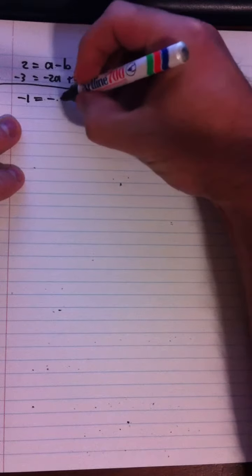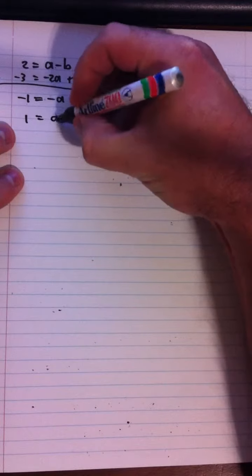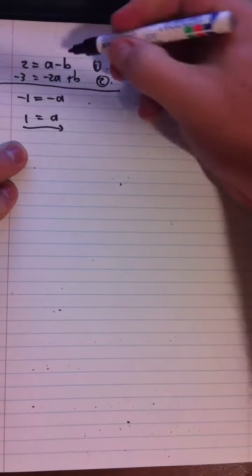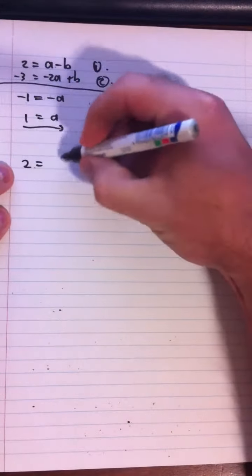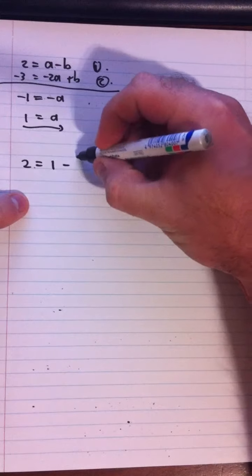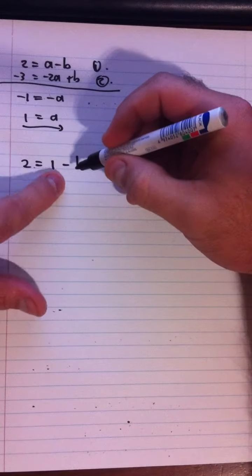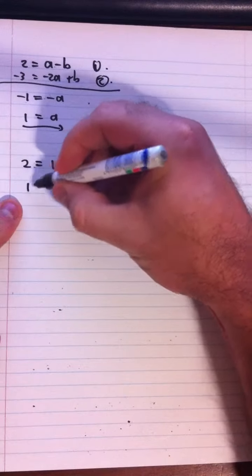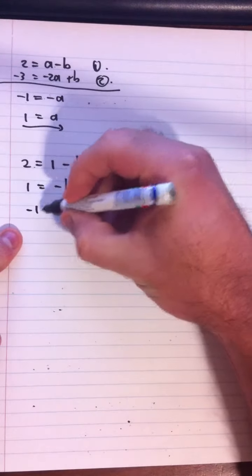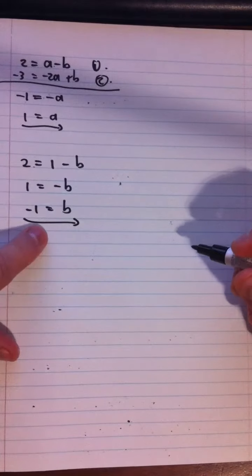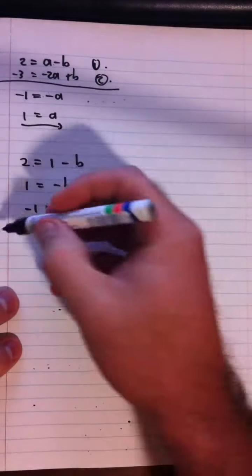And a plus negative 2a gives us negative a. Therefore we have that a equals 1. And now we can substitute this a equals 1 back into either one of these equations. Let's put it in the top one. So 2 equals a, which is 1, minus b. And therefore b, if we take the 1 across here, it becomes 2 minus 1 is 1 equals negative b. And therefore negative 1 equals b. There you go, we've proven that a equals 1 and b equals negative 1, just as the question asked.